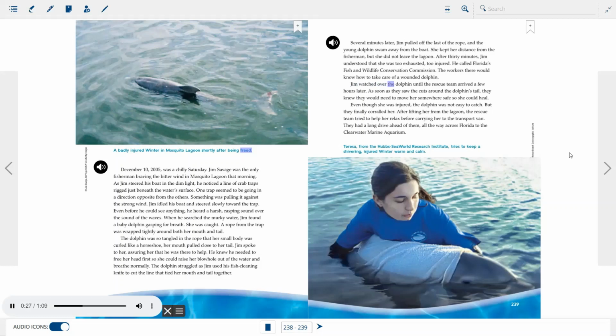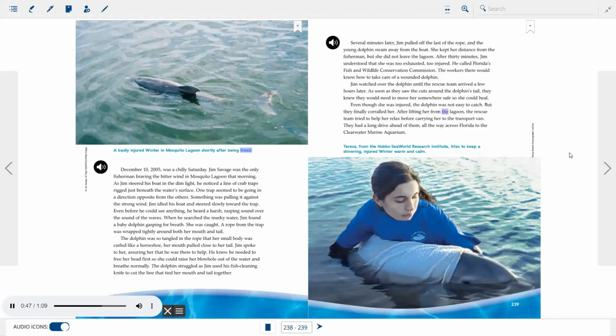Jim watched over the dolphin until the rescue team arrived a few hours later. As soon as they saw the cuts around the dolphin's tail, they knew they would need to move her somewhere safe so she could heal. Even though she was injured, the dolphin was not easy to catch, but they finally corralled her.